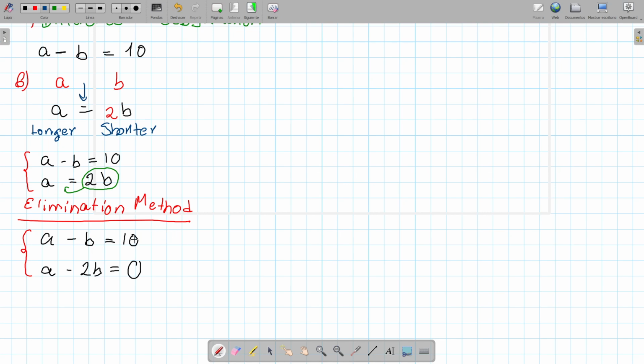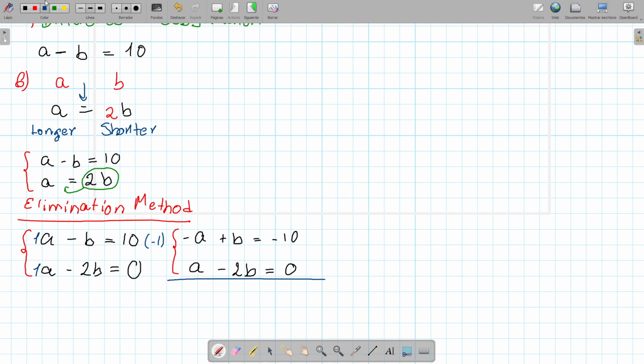In order to eliminate a, we have 1 and 1 here, so we don't have to multiply by any number, because we have the same number in a and the other a from the other equation. The only thing we have to do is multiply one of these equations by a negative 1. We have minus a plus b equals minus 10, and a minus 2b equals 0.